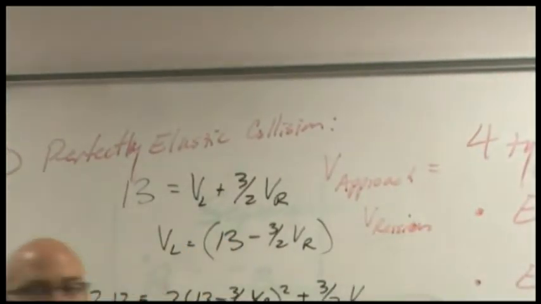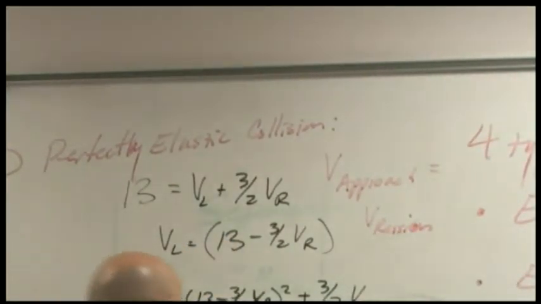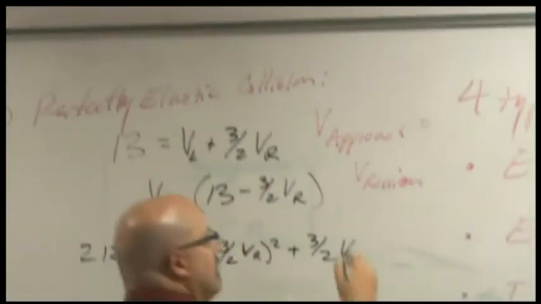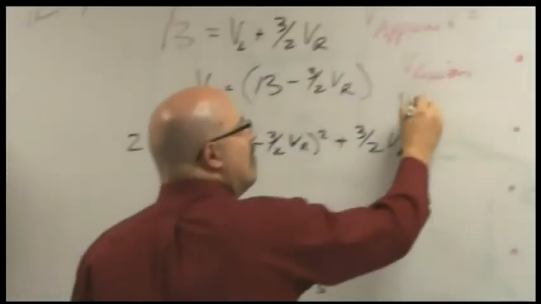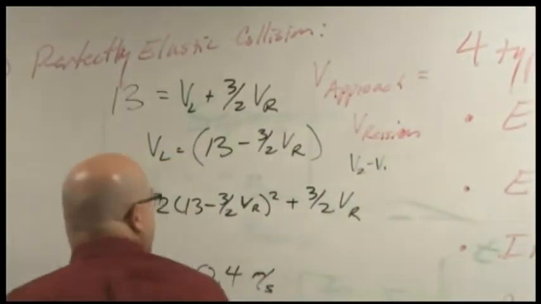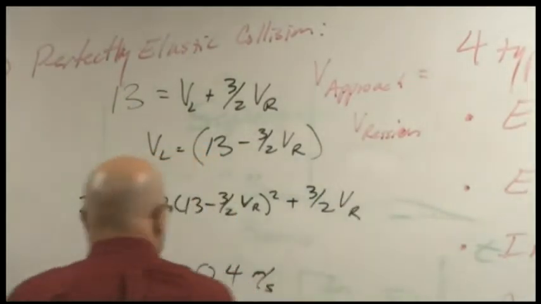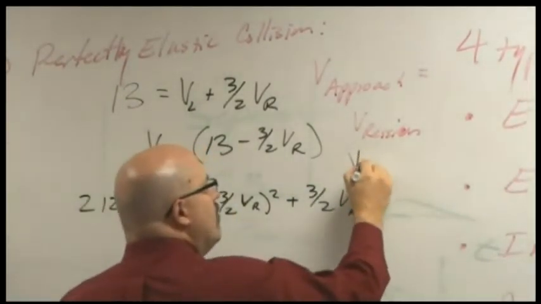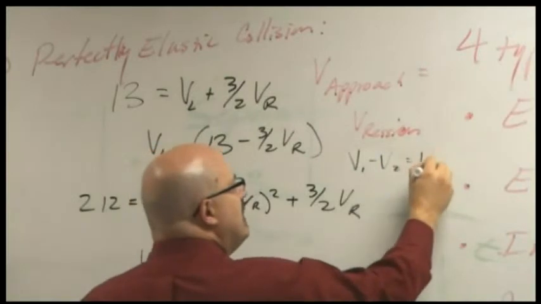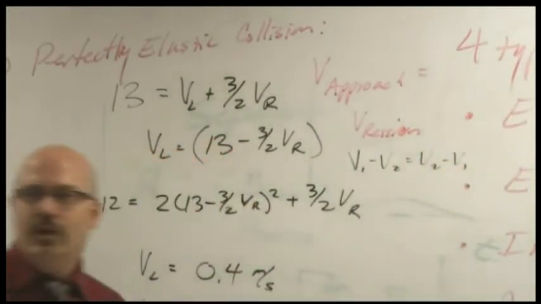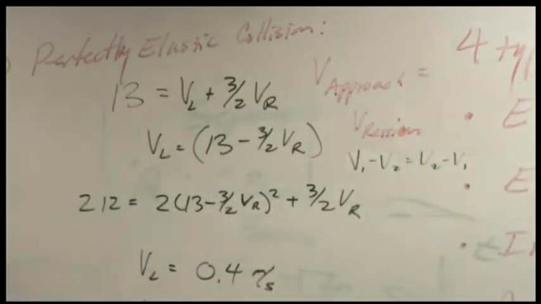Always. So what that means literally for you is this, that V2 minus V1, or it doesn't matter which order you do it in, I'll do V1 minus V2 equals V2 minus V1. Always. In a one-dimensional collision. Now, if it's a two-dimensional problem, I don't think this works.